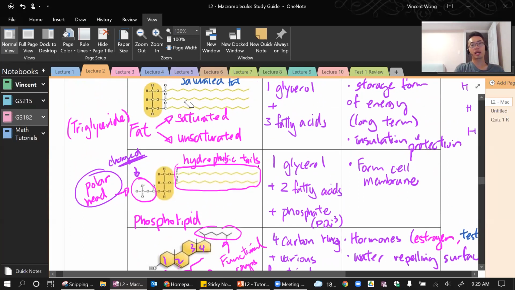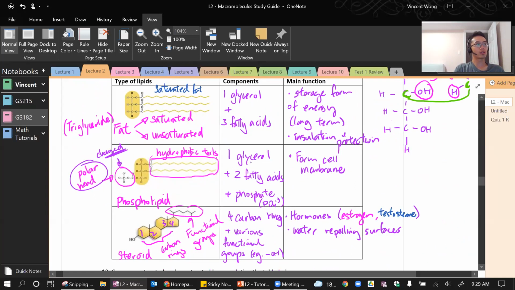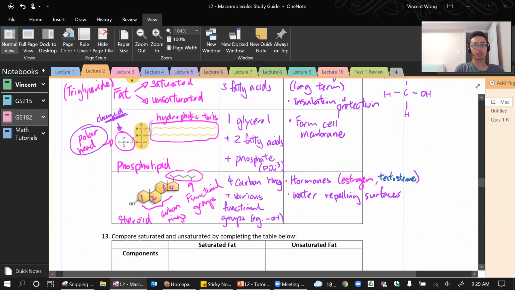So by switching out a tail with a head, we make a phospholipid, which allows it to interact well with water. This here does not interact well with water. So that's the key difference. Hope that answers your question. Feel free to have follow-up questions. You can type them in chat.